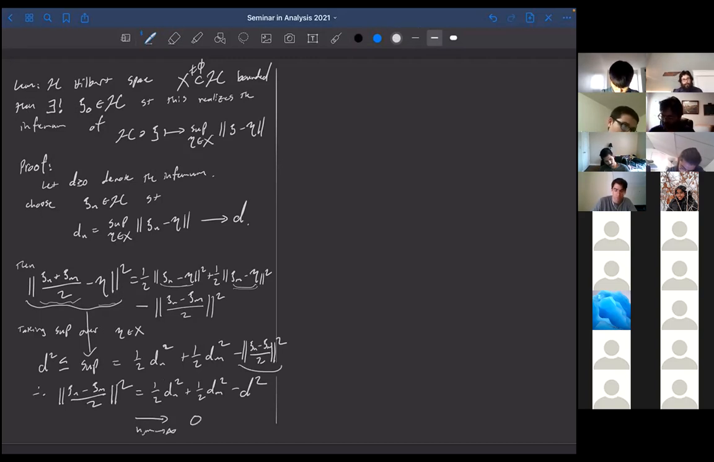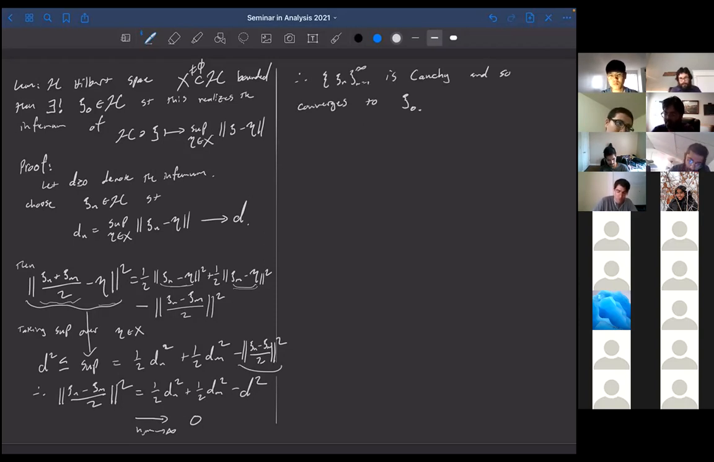So what does that mean? That means that this sequence is a Cauchy sequence, and hence converges. So therefore, Cn is Cauchy, and so converges to some C naught, which then realizes the infimum. So that shows existence, but at the same time, this also shows uniqueness.